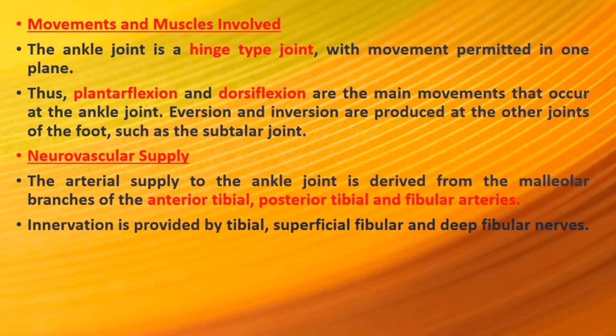Neurovascular supply. The arterial supply to the ankle joint is derived from the malleolar branches of the anterior tibial, posterior tibial and fibular arteries. Innervation is provided by tibial, superficial fibular and deep fibular nerves.